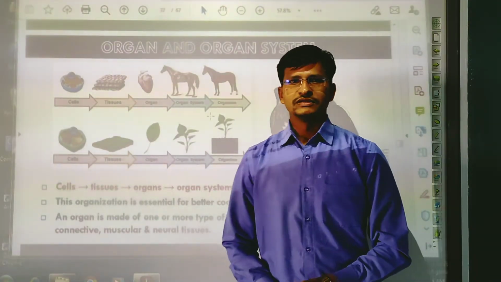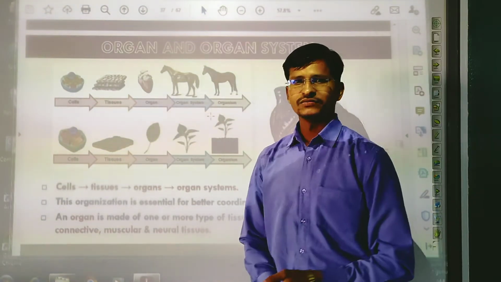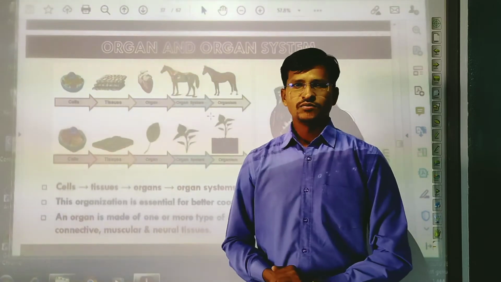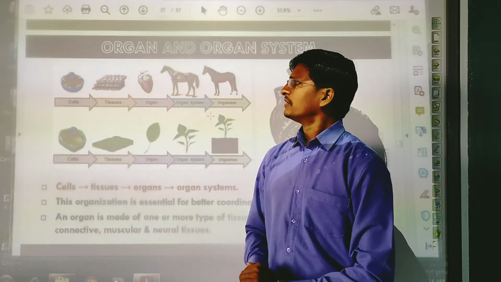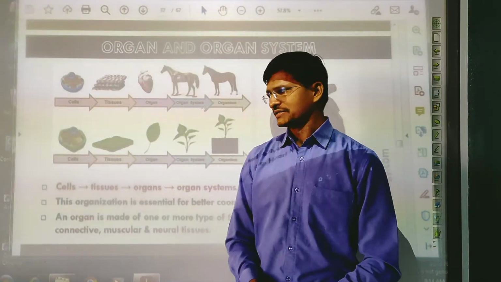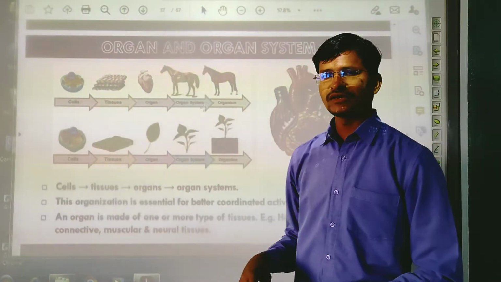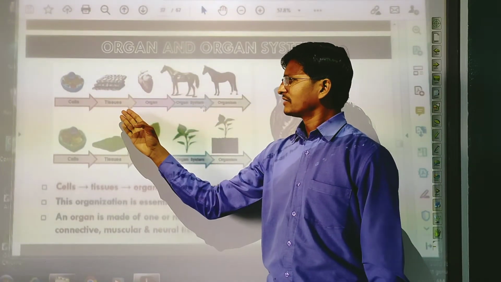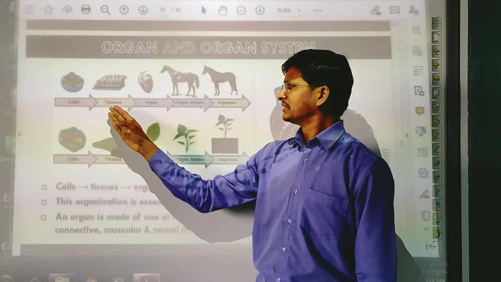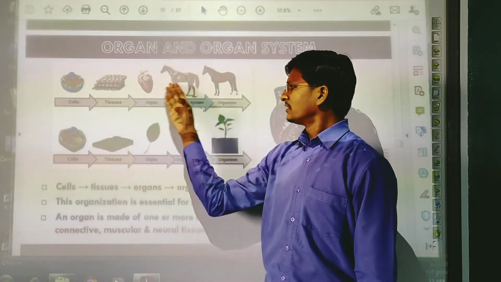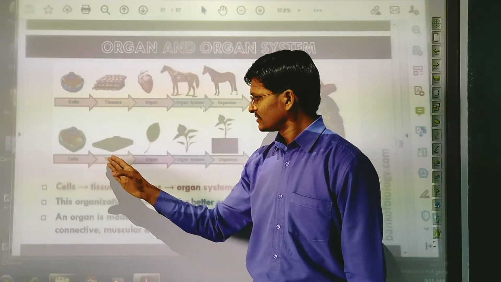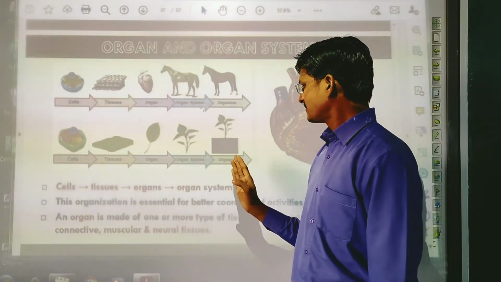In our 11th standard, we are in chapter number 7, structural organization. In some of our previous videos we have discussed the different types of tissues and how they are organized. Step by step we have seen that cells are grouped together and form tissue. After tissue they form organ, organ system and organism. So here: cell, tissue, organ, organ system and organism.